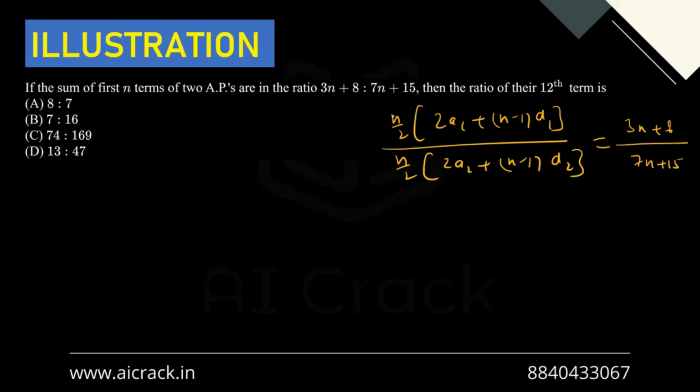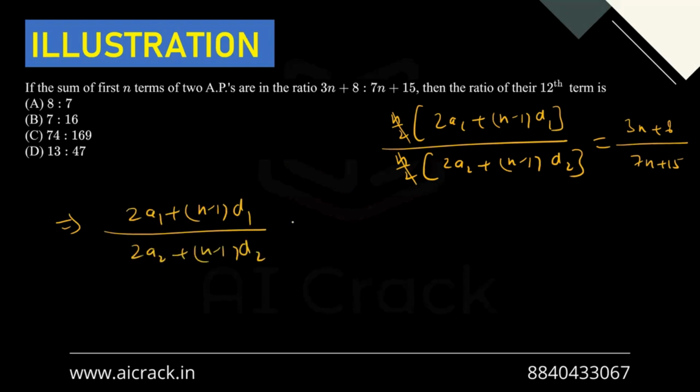Now we can cancel out this term, n by 2 and n by 2. What we're left with is (2a1 + (n-1)d1) divided by (2a2 + (n-1)d2), which equals (3n + 8) divided by (7n + 15). Now what do we have to find? We have to find the ratio of their 12th term.